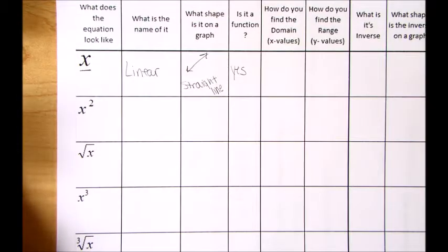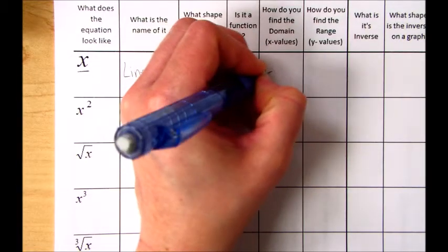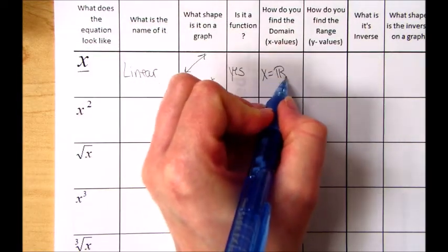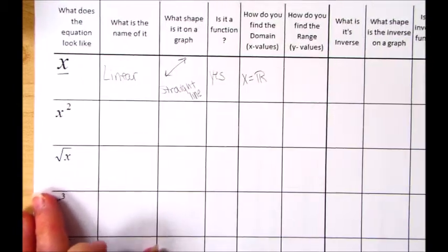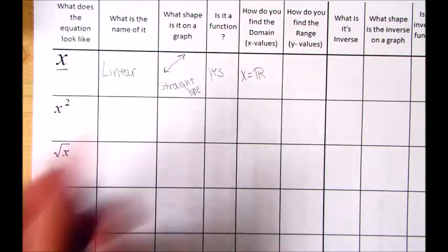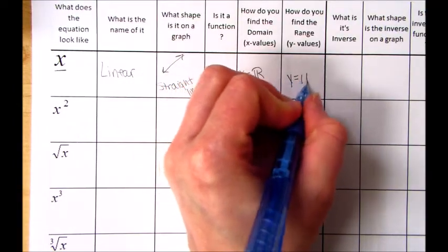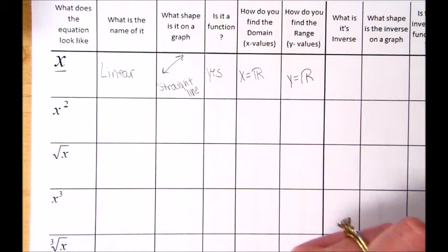How do you find the domain values? Well, a straight line goes left and right forever. So the domain values, x equals all real numbers. How do you find the range? Well, since it also goes up and down forever, the y values are also all real numbers.